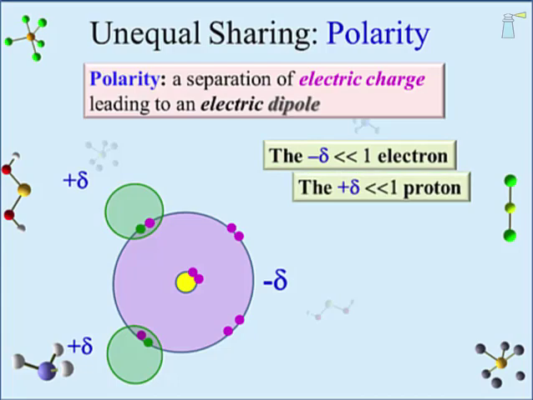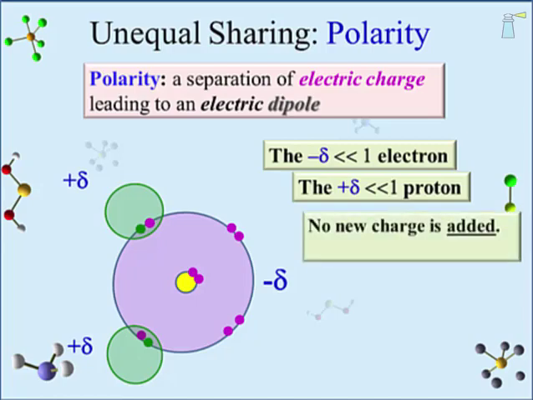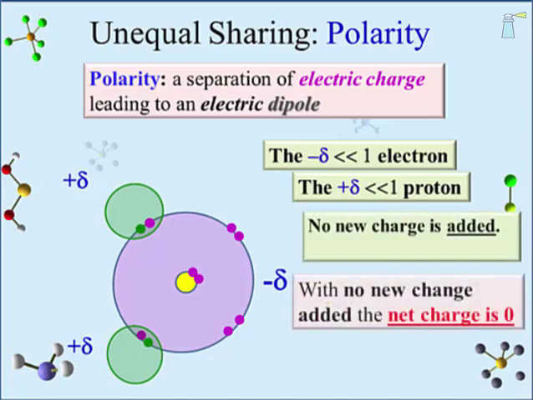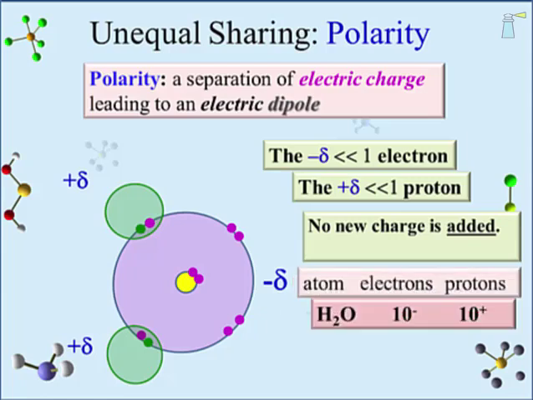And while there's a separation of charge in water, no new charge was added to the molecule. With no new charge added, the net charge on water is 0. As shown earlier, water has 10 electrons and 10 protons. It is neutral. Charge in the form of electrons is redistributed within the molecule, resulting in one side having more negative charge, but at the expense of the other. This all takes place in a molecule with a total net charge of 0.